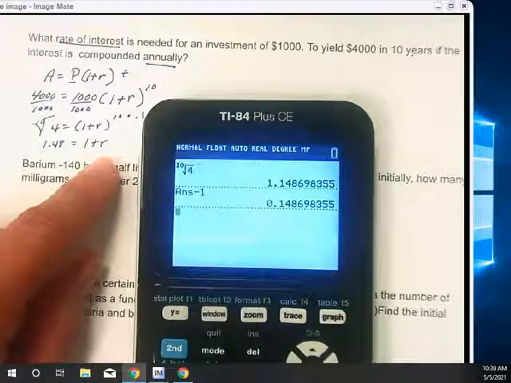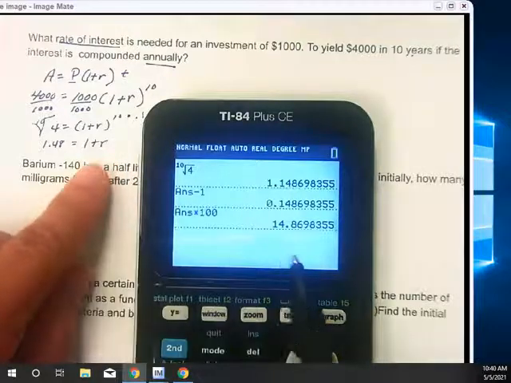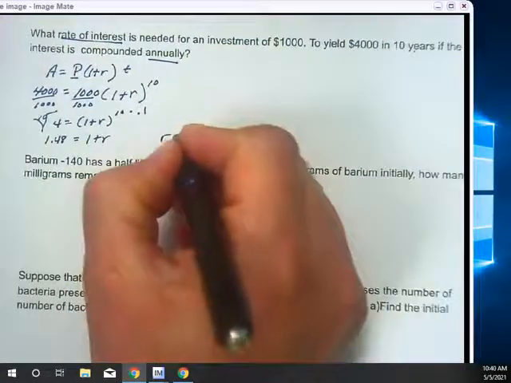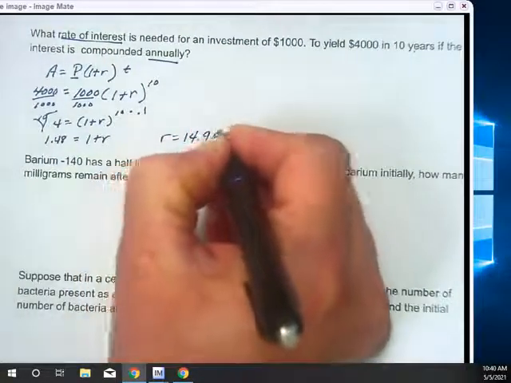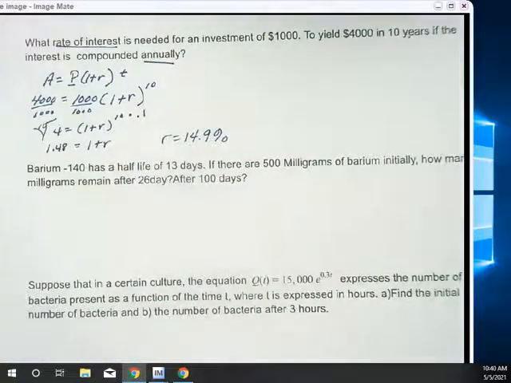How do I change a decimal to a percent? Multiply by 100 or move the decimal 2 places. So my R value, my rate, is 14.9%. Are you okay with that one? All right, moving on then.